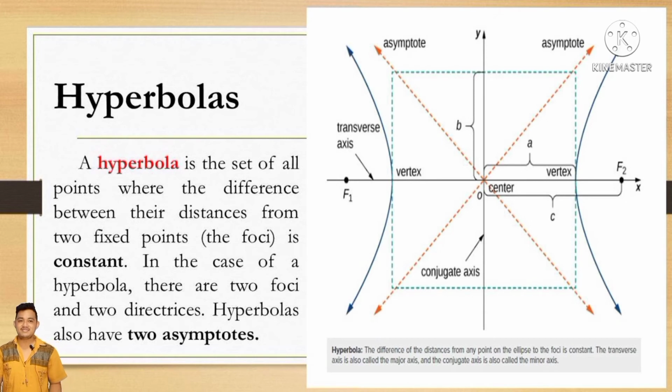A hyperbola is the set of all points where the difference between their distances from 2 fixed points, the foci, is constant. In the case of a hyperbola, there are 2 foci and 2 directrices. Hyperbolas also have asymptotes. For a hyperbola, the difference of the distances from any point on the curve to the foci is constant. The transverse axis is also called the major axis, and the conjugate axis is also called the minor axis.